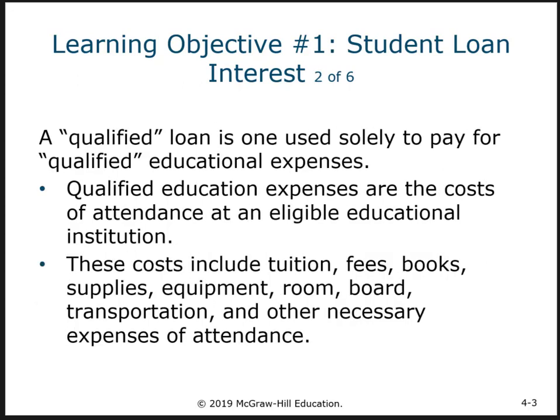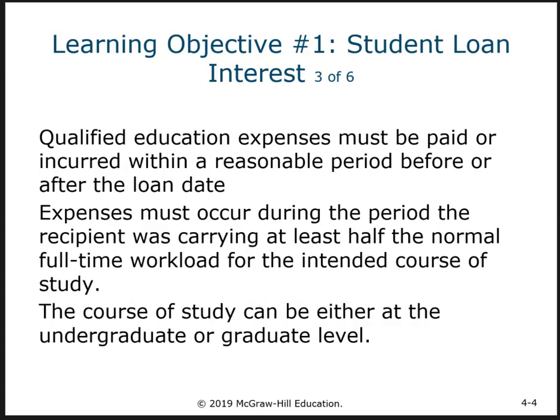Okay? What do we mean by qualified educational expenses? And you see the list there. It's pretty broad, but it has to be for those things. All right? Eligible education typically means someone that is eligible to receive federal financial aid. So it can't be just somebody down the street that's going to teach you something. All right? That sort of thing.